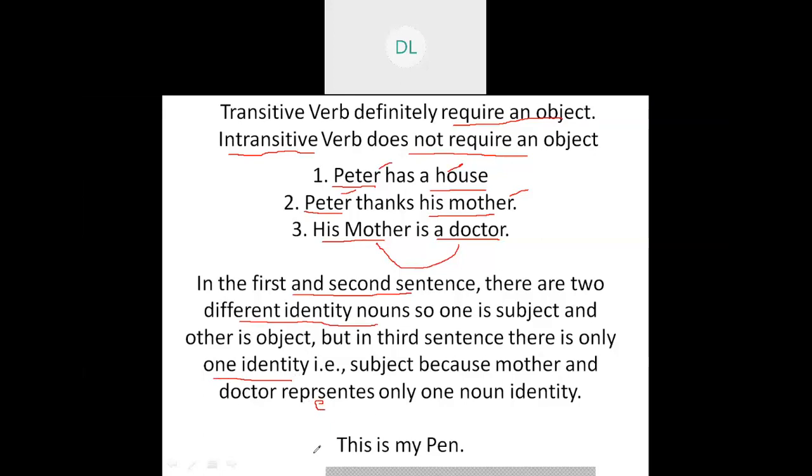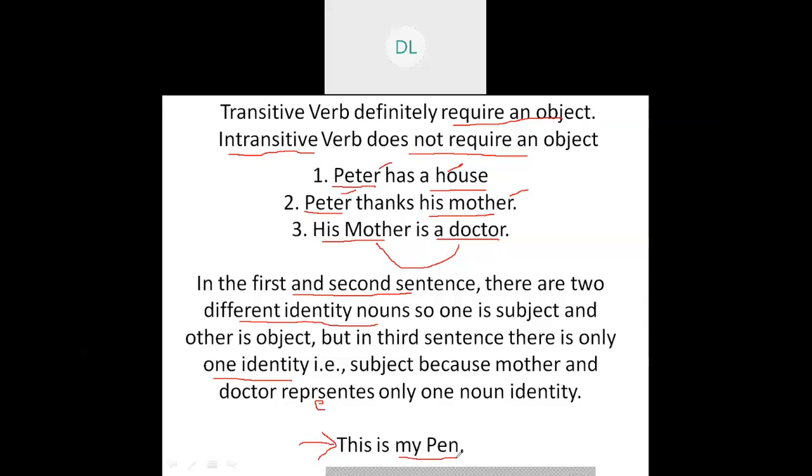On the same lines, the last sentence: this is my pen. Identify the subject and the object. Many students answer that there is no subject in the sentence, there is only an object. Sorry, in this sentence there is only and only one identity, that is my pen. So when there's only one identity, that has to be a subject. There cannot be a sentence with only an object but not a subject.